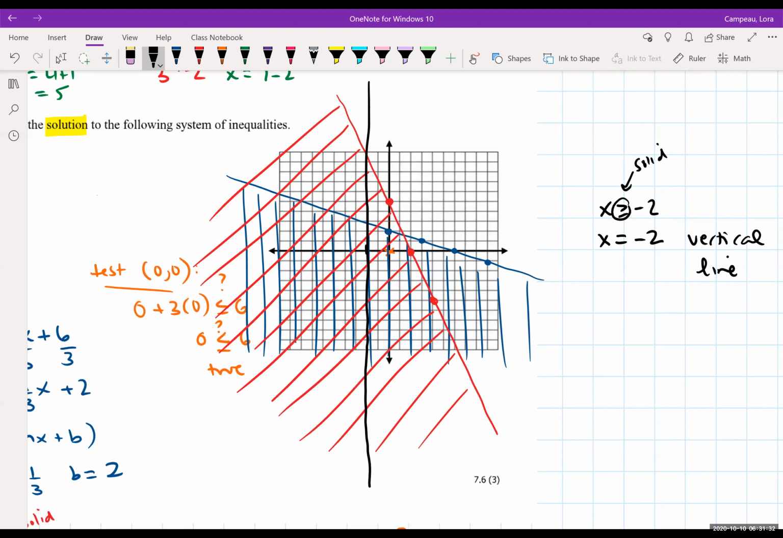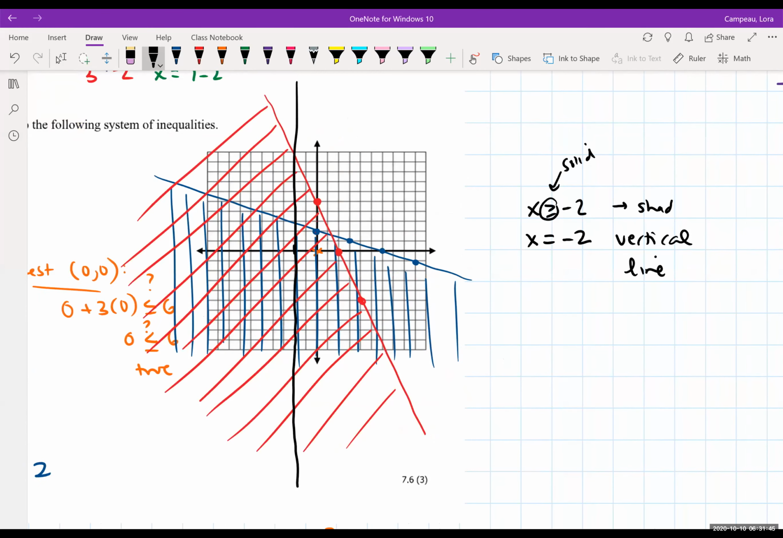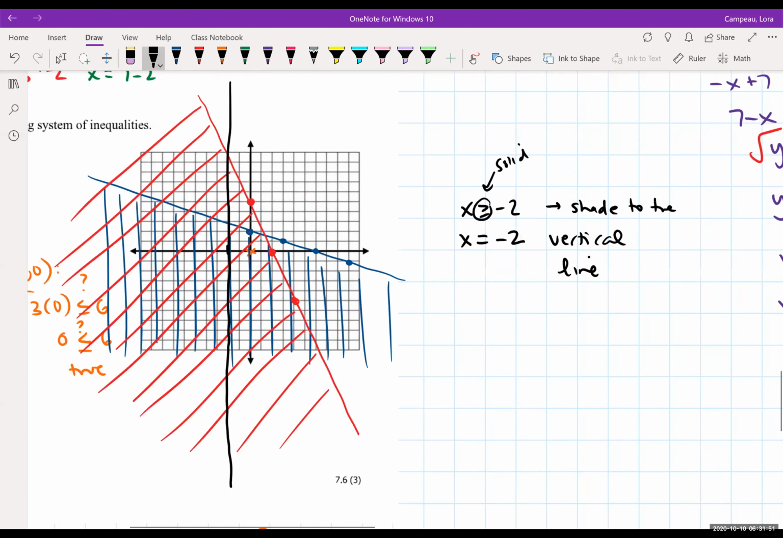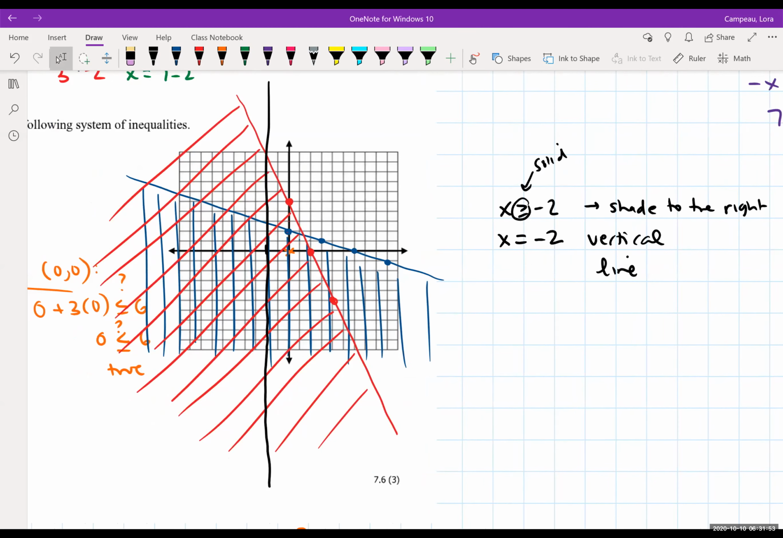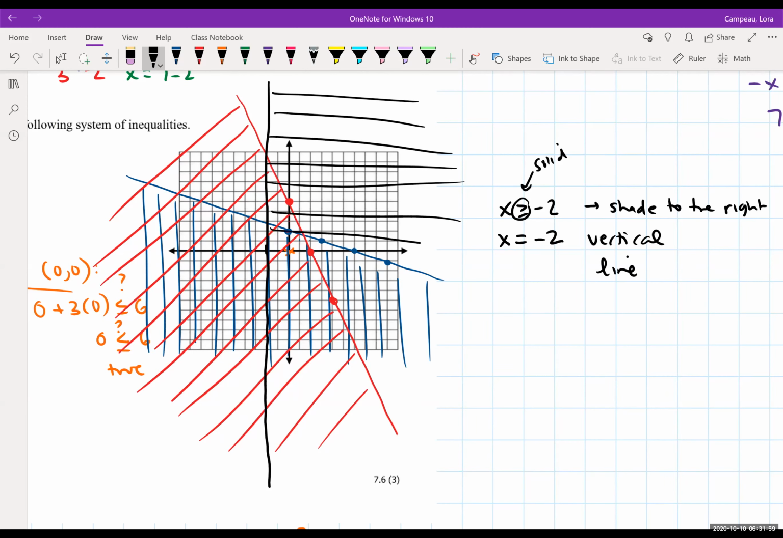Now, if you'd like to use a test point, you can, but you could also use the idea of direction. If you are shading x is greater than -2, all the numbers greater than -2 would mean that we shade to the right. If you'd like to use a test point, feel free. So if I'm going to shade to the right, kind of see it's getting messy, huh?